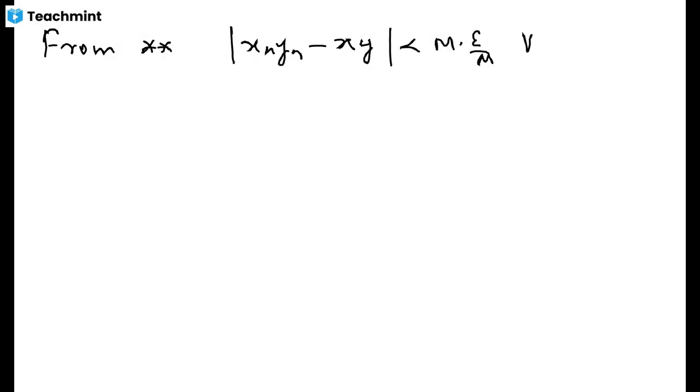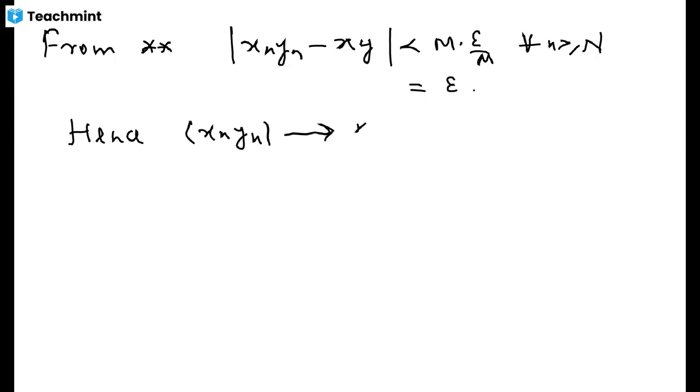Thus from equation double star, I have that the distance of the product of the terms of the sequences from the product of the limits x and y will be less than m times epsilon upon m whenever you take n to be greater than or equal to N, and this is nothing but equal to epsilon. This is just the definition of the convergence of a sequence, since this epsilon was an arbitrary number, and hence it establishes that the product of the sequences converges to the product of the limits.